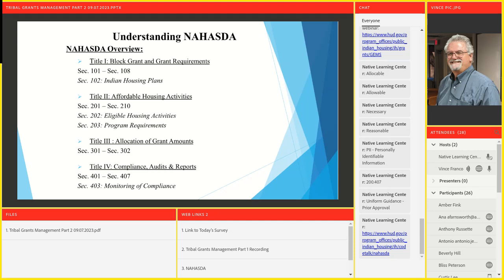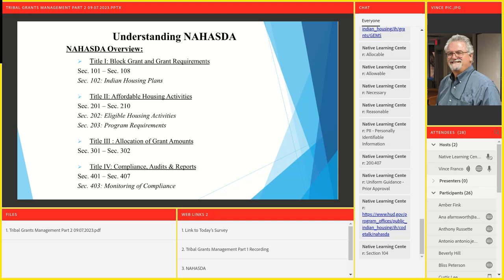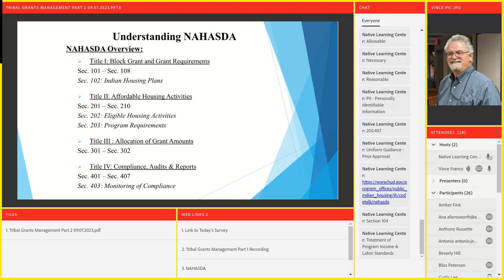All right. The other section I want to point out, and it's not on your screen, so you'd want to write this one down, is section 104. Okay. That is called treatment of program income and labor standards. So section 104, treatment of program income and labor standards. This is where NAHASDA references Davis-Bacon. Exactly. This is where NAHASDA specifically talks by name about Davis-Bacon.